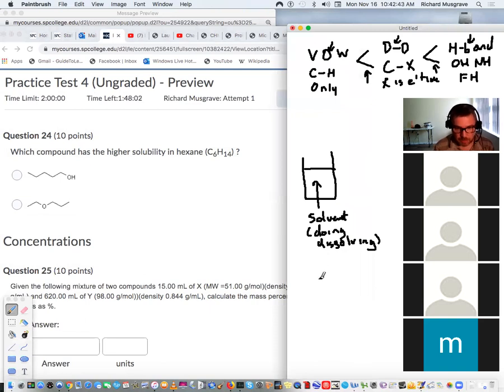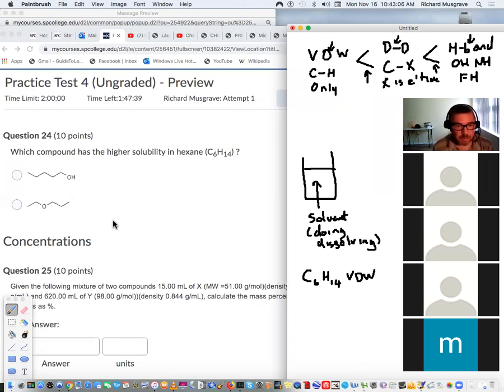Well, the first thing you need to do is look at C6H14 and say, what's the intermolecular force with that? Anybody know? What's the intermolecular force involved? VDW. How do you know that, Richard? Because it has C and H in it, and only C and H. Yeah, good, thank you. That's great.